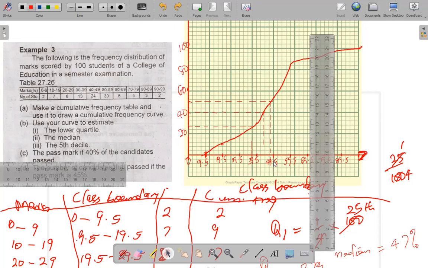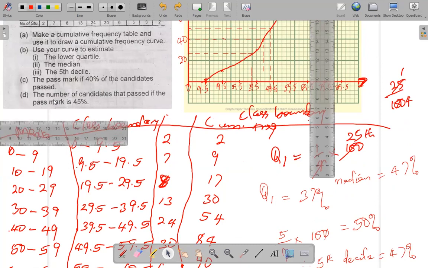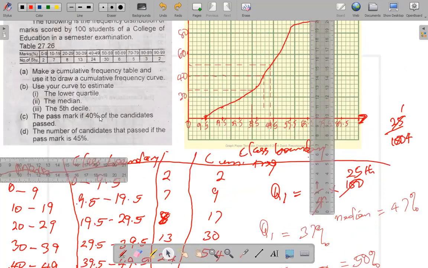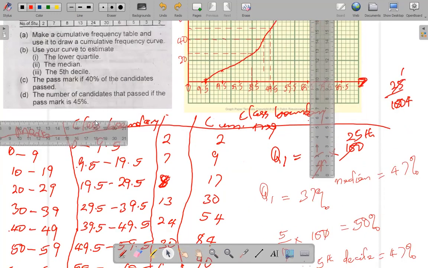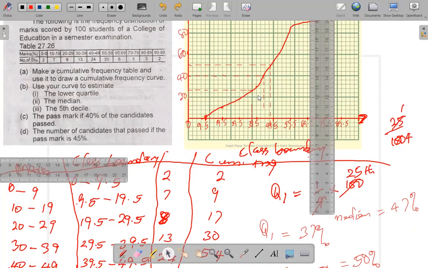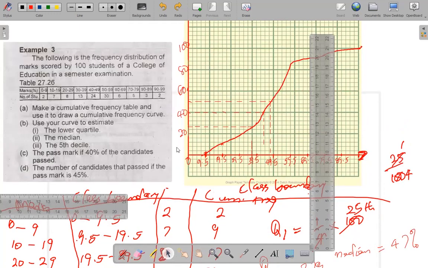And if that is the line, remember here is 49.5. Each of these small boxes is 2.5. So I will subtract 2.5 from 49.5 so that my pass mark is 47%. The number of candidates that passed if the pass mark is 45%. That is a contradiction of what we got here. That means our pass mark is supposed to be 45% based on this last question. However, on our graph, what we got here? 14. Oh, like I read it wrong.